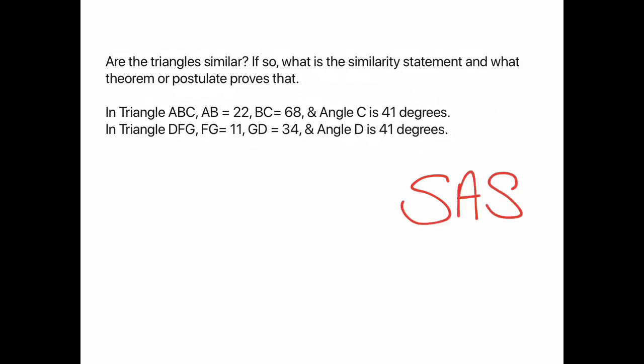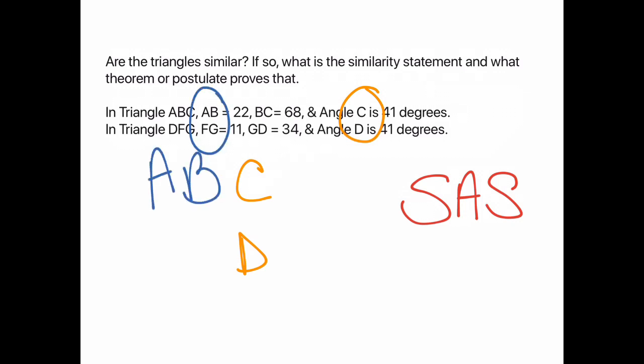And to set up our similarity statement, let's start with the angles that we know are the same. C and D are going to have to be in the same position. A, B, and F, G are also going to have to be in the same position, here like this. So it looks like triangle ABC will be similar to triangle FGD by side angle side.